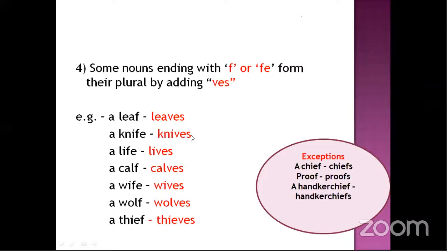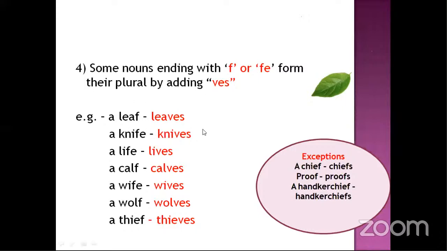A knife, knives. K-N-I-V-E-S. A life, lives. A calf, calves. A wife, wives. A wolf, wolves. A thief, thieves. Yes, what do you mean by a leaf? Leaf, yeah, here it is. This is a leaf. A leaf, leaves. If there are more than one leaf, then you can say leaves.